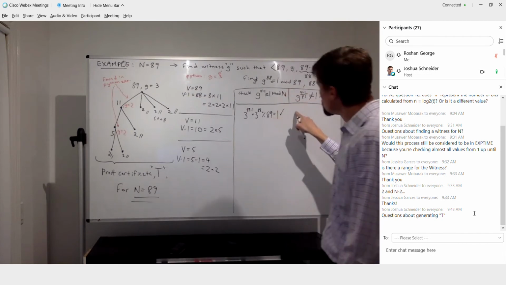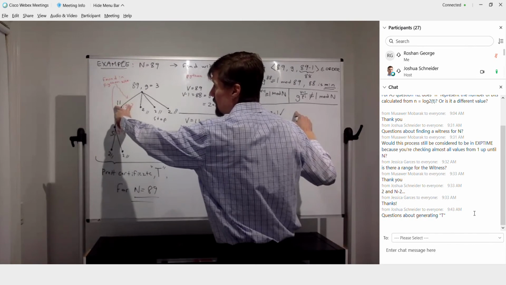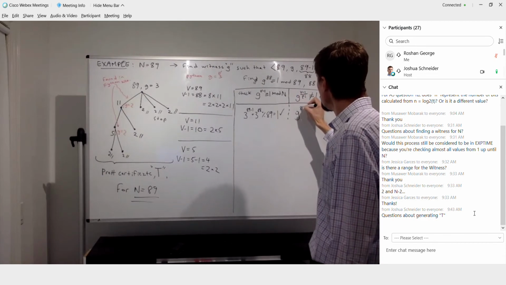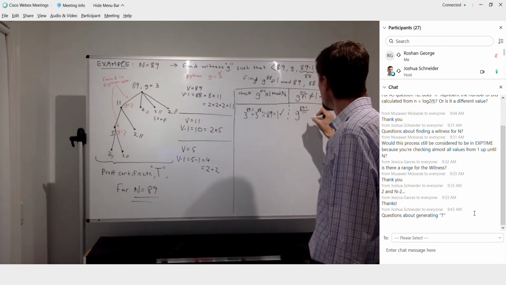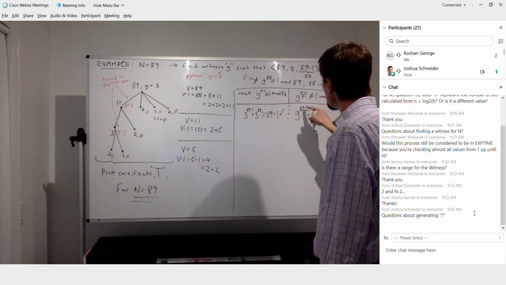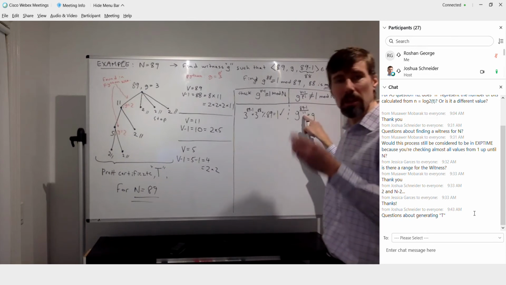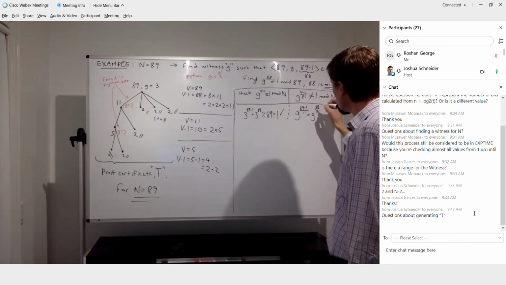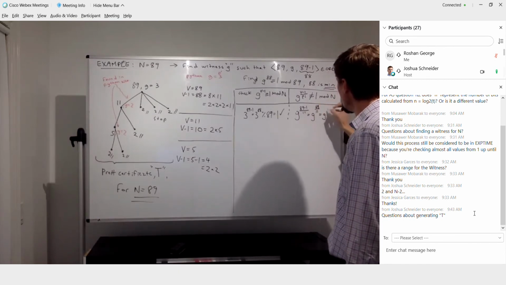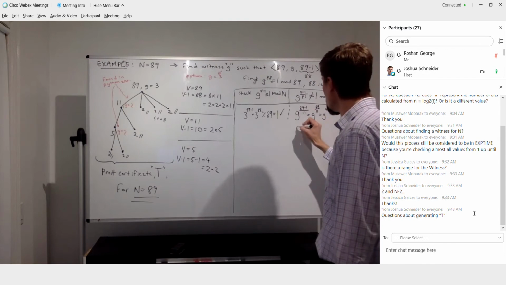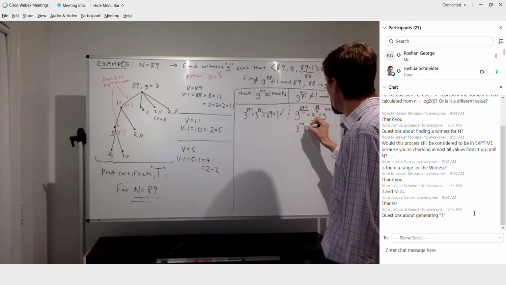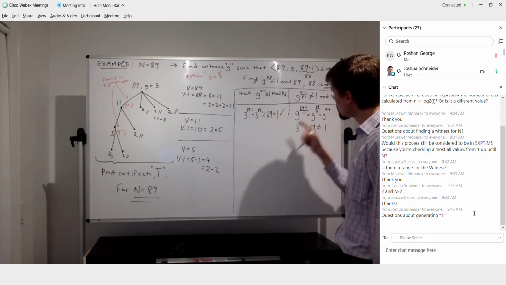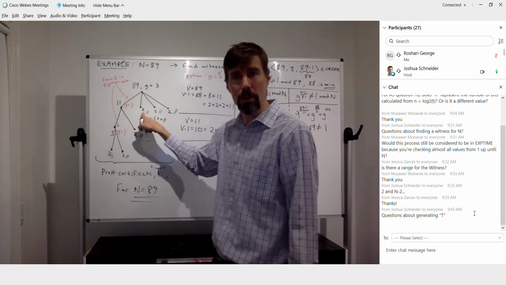Now we have to check two things. We have two prime factors, 11 and 2. We have to check that g to the 88 divided by 11, which is g to the 8, is not equal to 1. I have to check that 3 to the 8 mod 89 is not equal to 1. And we also have to check it for the other prime factor, which is 2. So the 2 you also have to check.